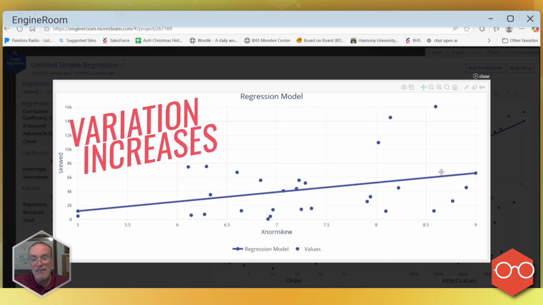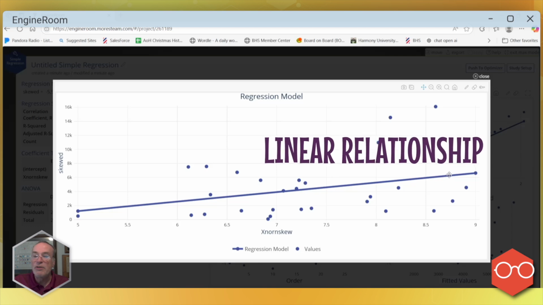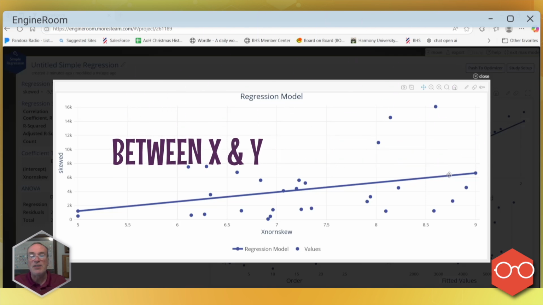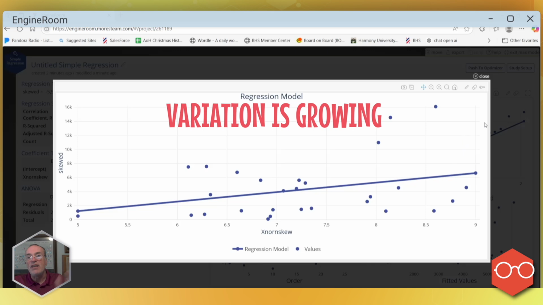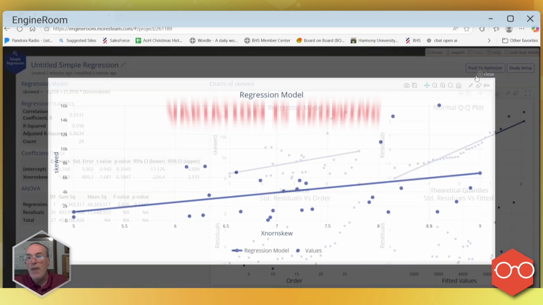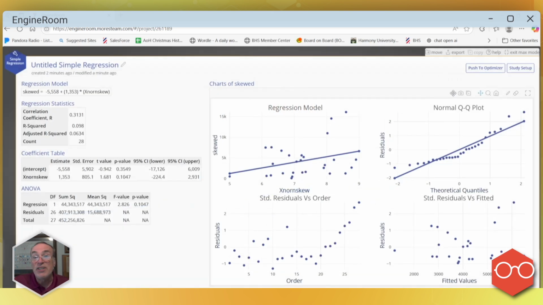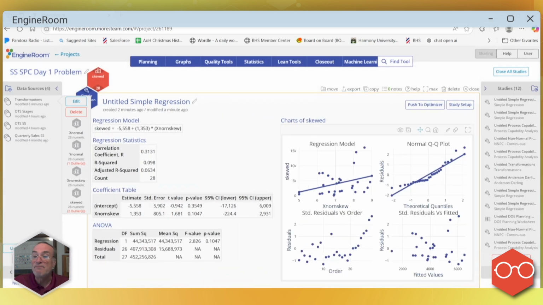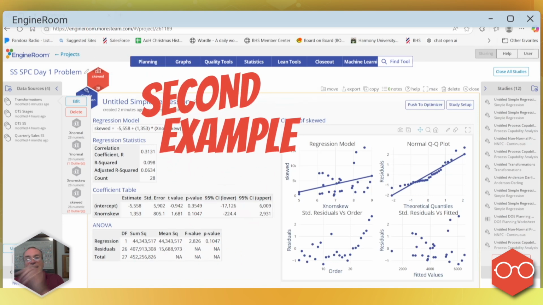So we might have a quote unquote linear relationship between X and Y, but that variation is growing. That's a bad thing if I want prediction and confidence intervals. If I don't, then don't worry about it. All right. So we're going to do a second example.